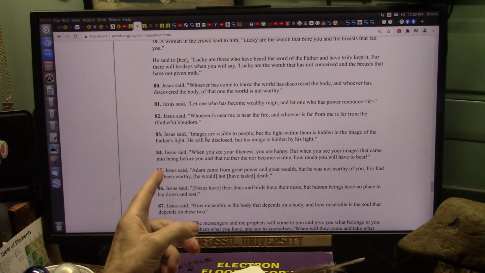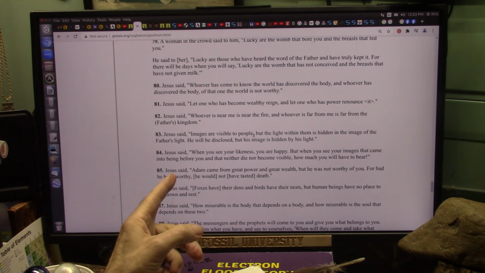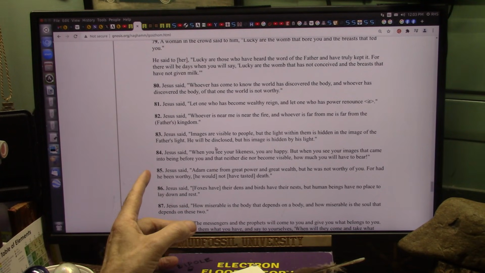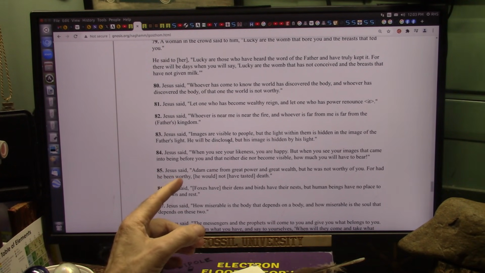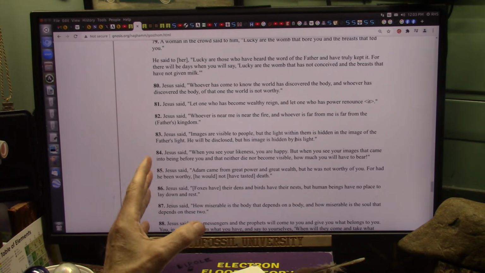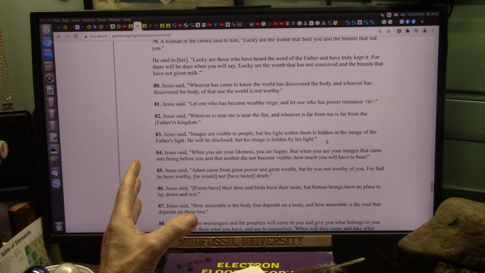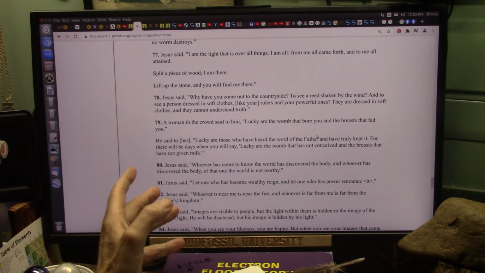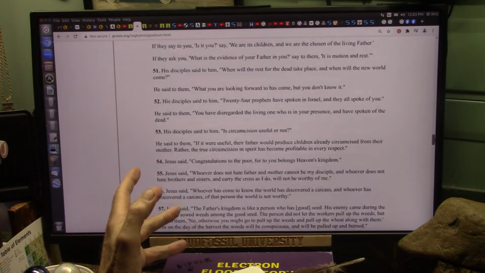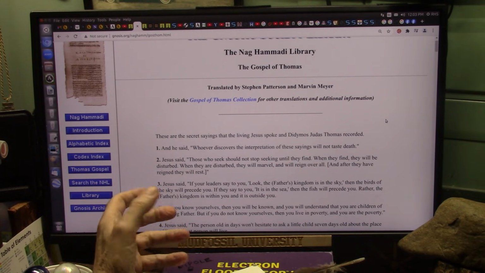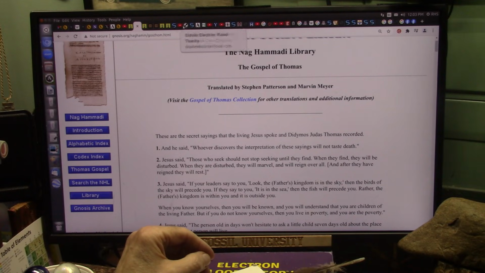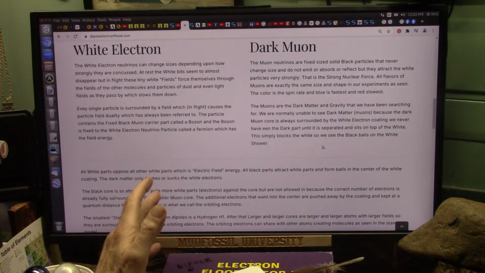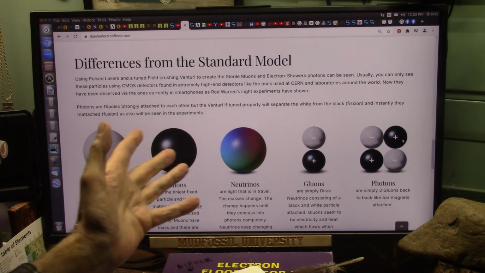All right, images. Jesus said images are visible to people, but the light within them is hidden in the image of the Father's light. He will be disclosed, but his image is hidden by his light. Everything's about light. I showed you, number 50 says we are children of the light. We are light. And we are made out of those two particles which make up everything. The black and the white is light. It's their photons, which is the light. Everything is made out of light.